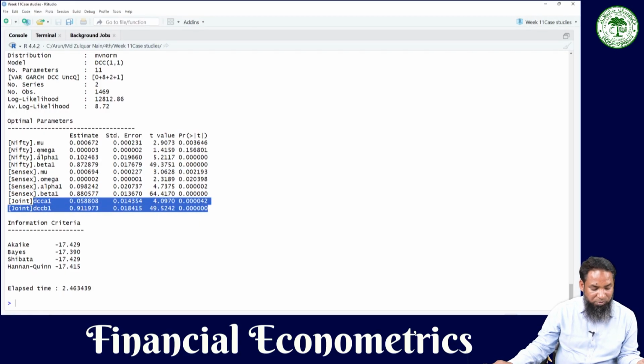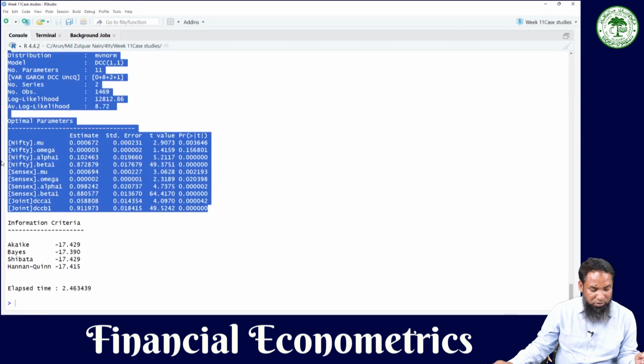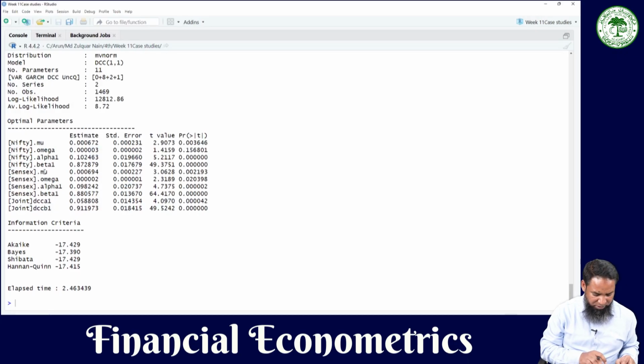From this we can observe only in the Nifty case the constant of the variance equation is not significant. All other coefficients are significant. So that means it seems the model may be reasonably fit here.